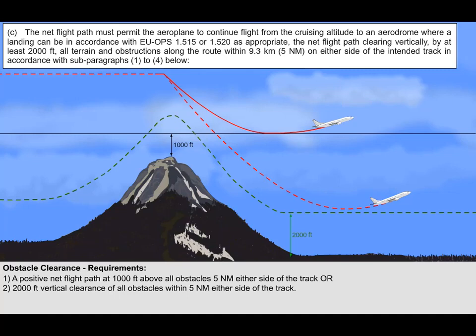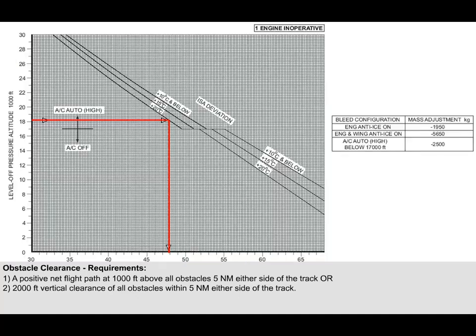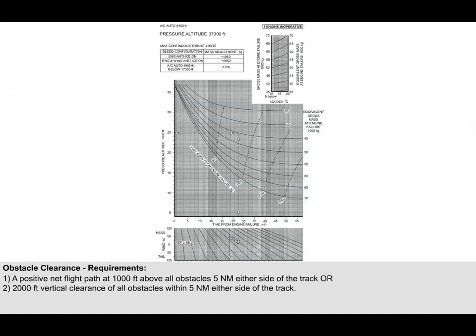In order to find out if the aeroplane is able to level off at 1,000 feet above an obstacle, use the graph in Cap 698 on page 40 of Section 4. Simply enter the graph with the level off altitude that is required, and the graph will show the mass that the aeroplane will need to be at in order to level off at that altitude. In the example, in order to level off at 18,000 feet, the aeroplane would need to have a mass of just under 48,000 kilograms. If this is not possible, then other graphs, shown on page 41 to 44 of Cap 698, must be used.